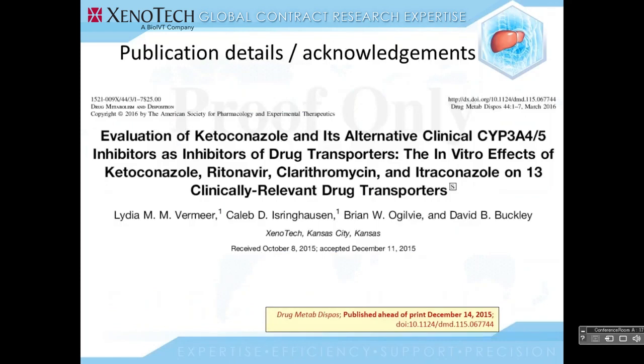The publication details are shown here. The paper was published in the March 2016 edition of Drug Metabolism and Disposition. My colleague Caleb Isringhausen and myself carried out the assays and processed the data. Brian Ogilvie and David Buckley assisted in data interpretation and did the majority of the manuscript writing.